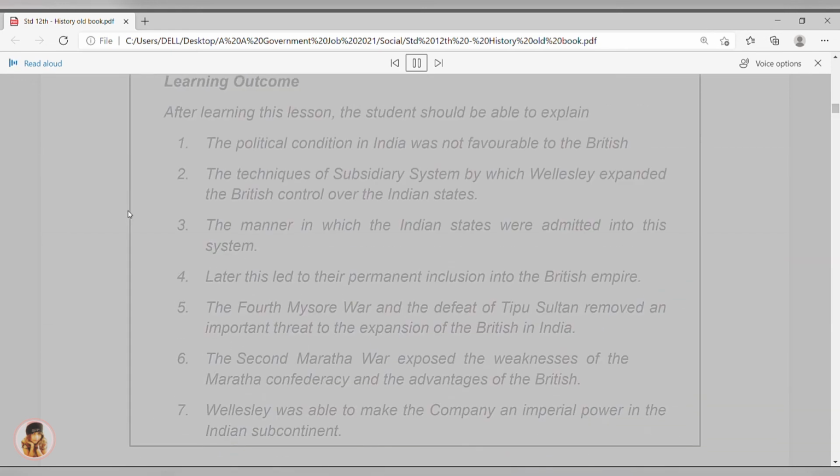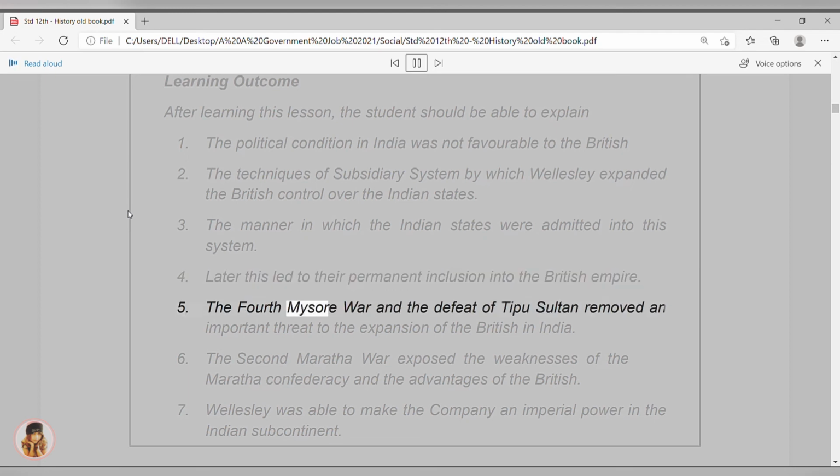Learning outcome. After learning this lesson, the student should be able to explain: 1. The political condition in India was not favorable to the British. 2. The techniques of subsidiary system by which Wellesley expanded the British control over the Indian states. 3. The manner in which the Indian states were admitted into this system. 4. Later this led to their permanent inclusion into the British Empire.